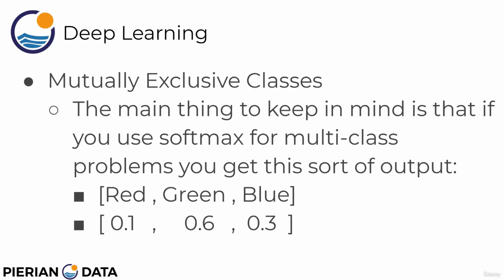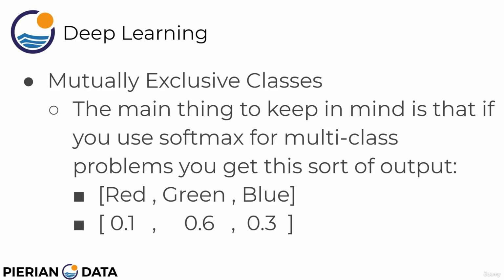So what does this actually look like? Well, the main thing to keep in mind is, again, we're dealing with mutually exclusive classes. So for that sort of problem, after you apply the softmax, you get an output that looks something like this. You have some index position that matches up with those neurons in the output layer, and then softmax provides probabilities for each class. So we can see here for this particular data point, we had 0.1 for red, 0.6 for green, and 0.3 for blue.